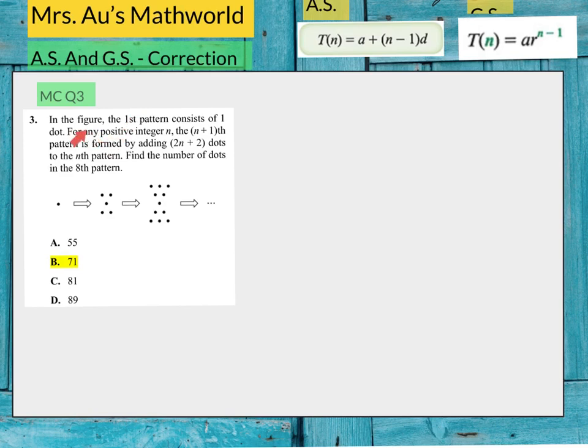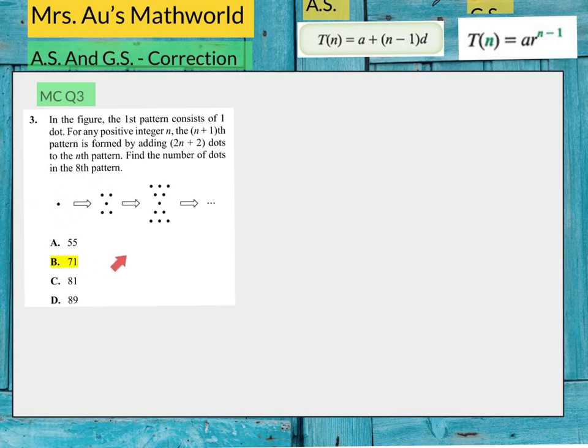For MC question 3, you can see that it says the first pattern consists of one dot, and for any positive integer n, the (n+1)th pattern, that means the new one, is formed by adding 2n plus 2 dots to the old one, the nth pattern. Then you are asked to find the number of dots in the 8th pattern.